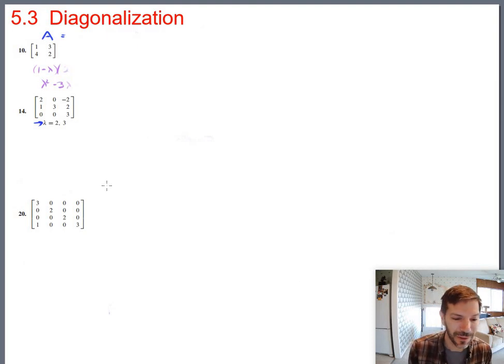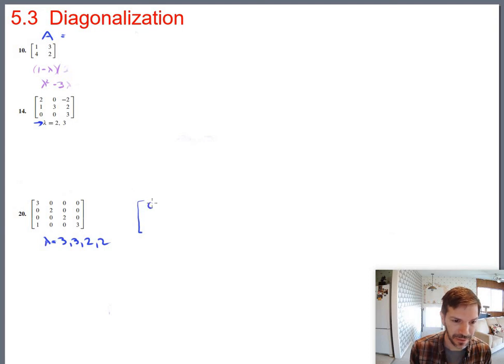Okay, for 20, notice first of all, this is a triangular matrix, so we know the eigenvalues. The eigenvalues are 3 and 2, and they're both multiplicity 2. So the eigenvalues are 3, 3, 2, and 2. If this is diagonalizable, the diagonal entries on the D will be 3, 3, 2, 2. We just need to make sure that there are linearly independent eigenvectors for each of these, for all 4 of them. So let's start with the 3.